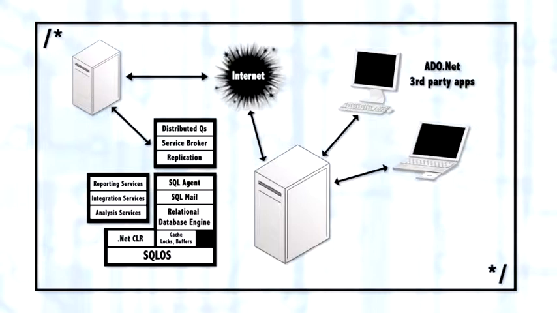The biggest one, by far, is the relational database engine. This is the component that receives query requests, parses them, figures out how to optimize them and how to process them, and then does the actual work. Below the relational database engine would be the storage engine. Here it's represented by cache, locks, and buffers. The storage engine is what handles all of the I/O, handles the memory, takes care of all the data cache, the data buffers, and makes sure that the data is in memory for the relational database engine to work with.